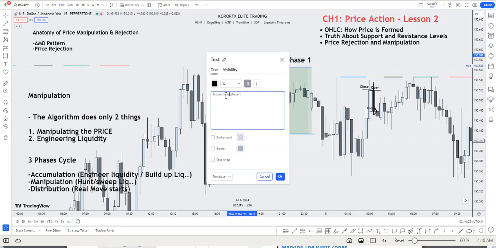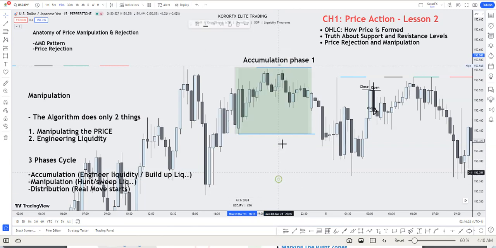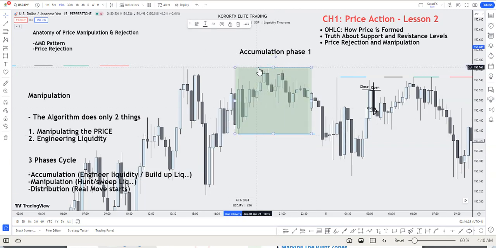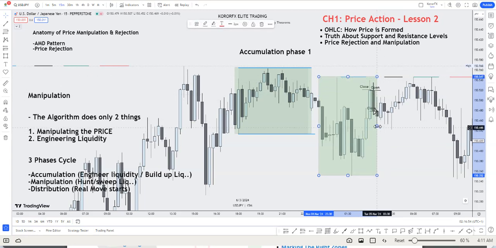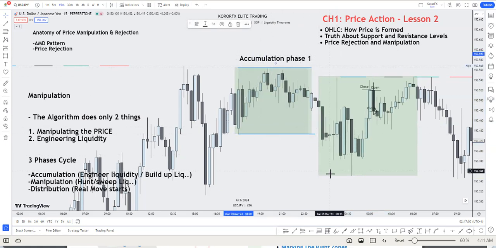Accumulation phase. So the accumulation phase is taking place inside this box because they are building some orders above and below this area. As you can see, price ranges inside this, and finally price broke here and below this level. So this is all about manipulation. Price was trying to take that high but failed. So this is also the manipulation phase.